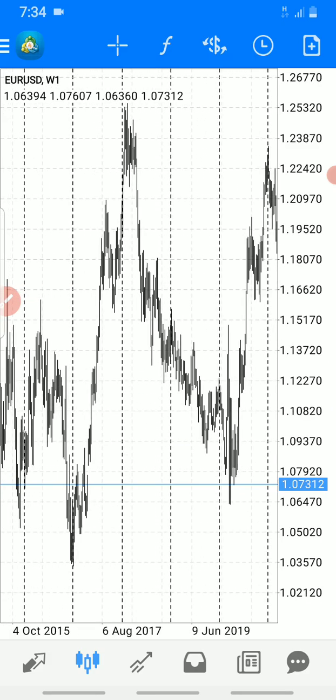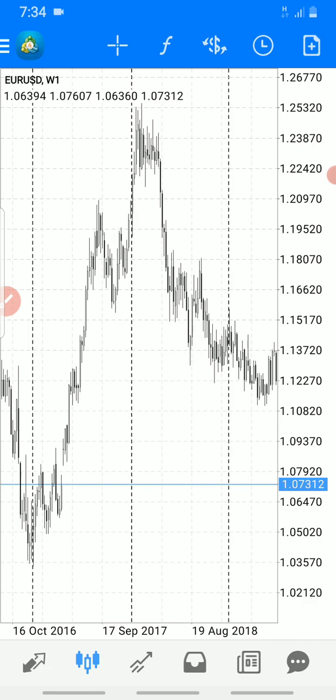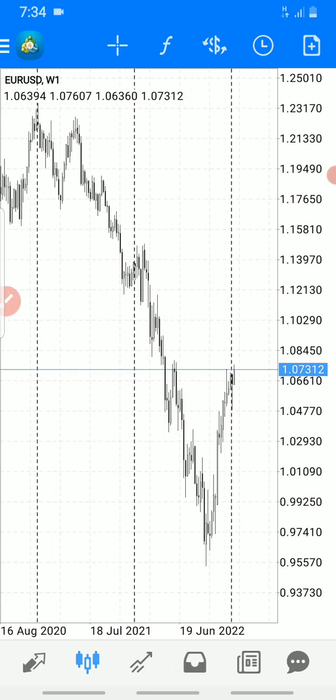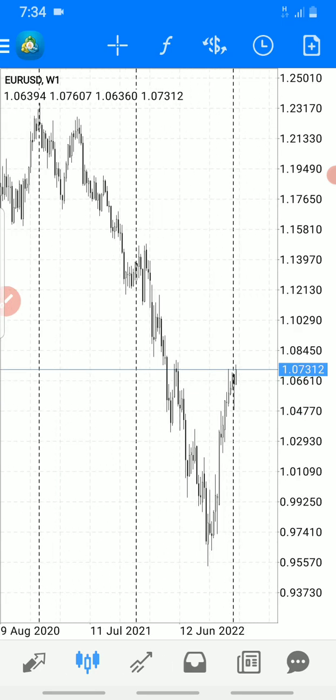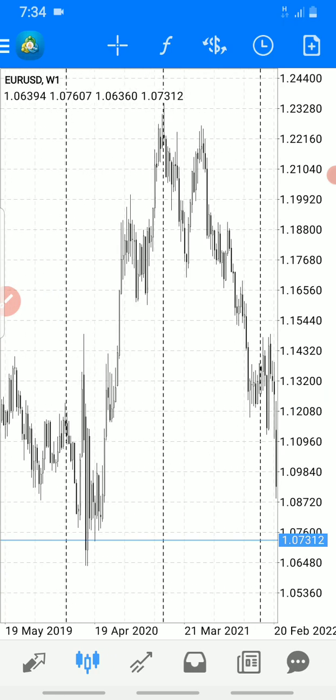So I'm going to teach you some analysis that will tell you when the price is going to drop and when the price is going to rise. That's what I will be doing in my next tutorial.